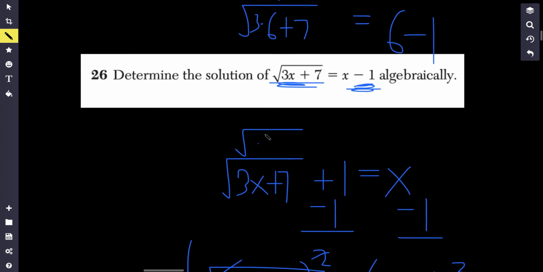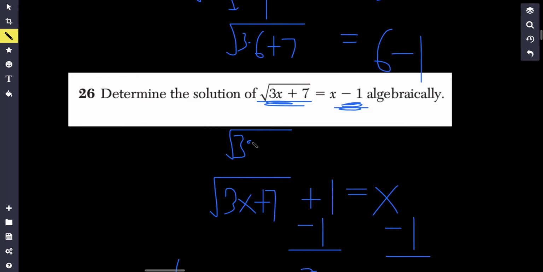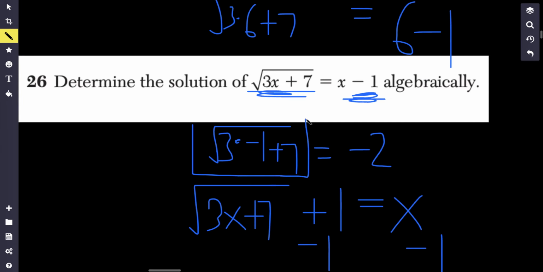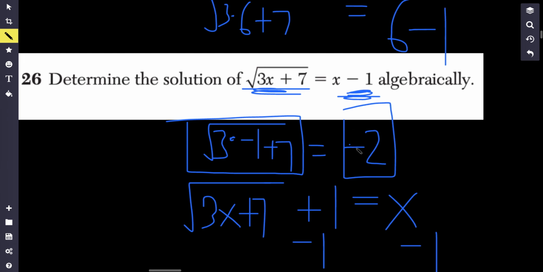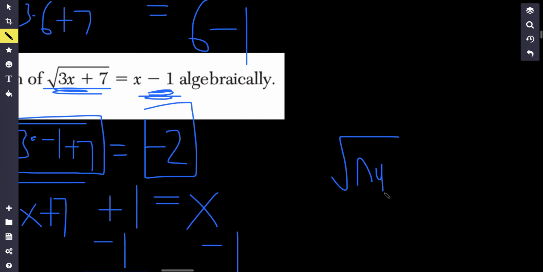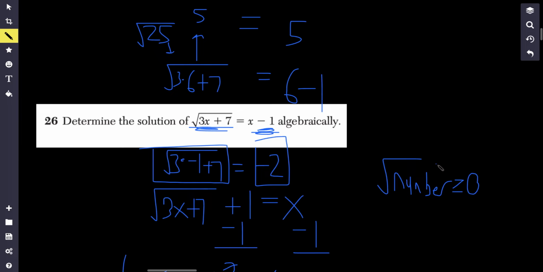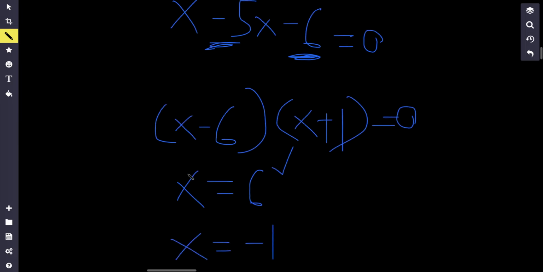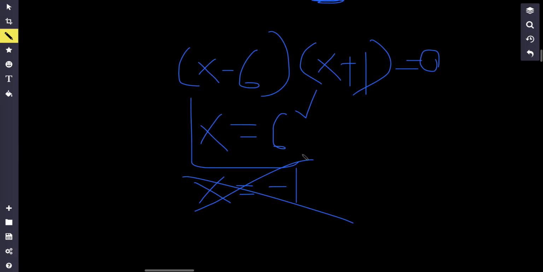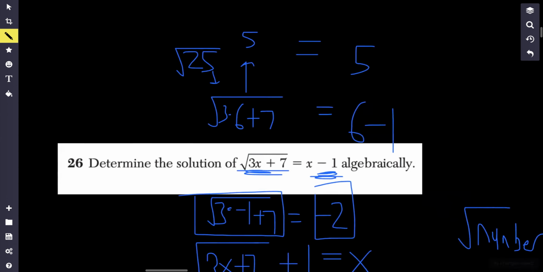So if I plug in -1, I get the square root of 3 times -1 plus 7 is equal to -1 minus 1. So this side is going to be -2. And I know that the square root of a number can't yield a negative result, right? A square root of a number is always going to be positive. It can never be negative. It's greater than or equal to 0. So immediately I know that -1 is an extraneous solution. This has to be our answer.